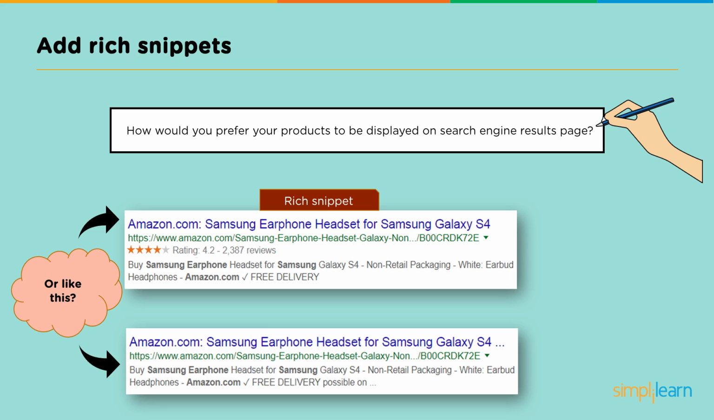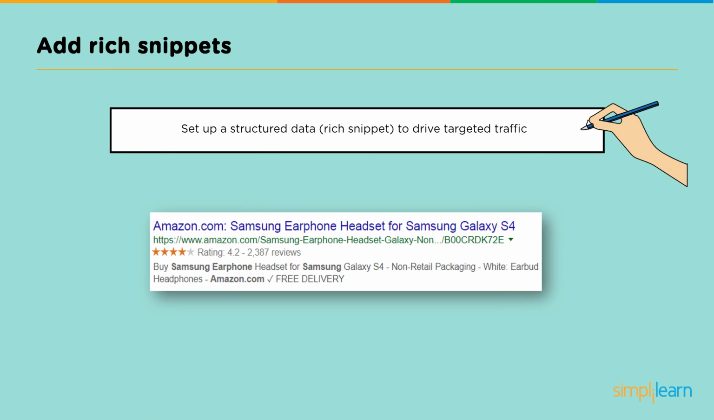So we want to be able to add more information to the search engine results by working in some rich snippets. Basically, the whole idea is to set up the rich snippet to drive targeted traffic. Because the more information in the SERP, the more likelihood you're going to get the click, and the more likelihood that click is specific traffic.